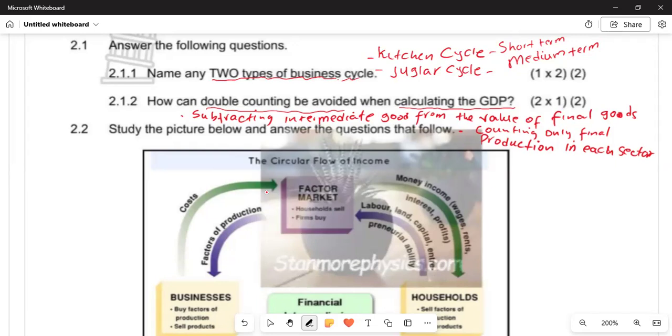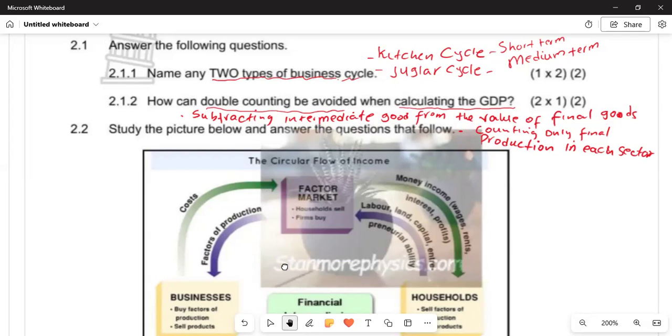You're going to count the price of bread, not adding the flour that was used to make the bread. Hope you understand. So here, counting only final production in each sector, we are going to record the sale of a car at the dealership, but not include the tires separately. So that is how we can avoid double counting when we are trying to calculate the GDP. Hope you get that.